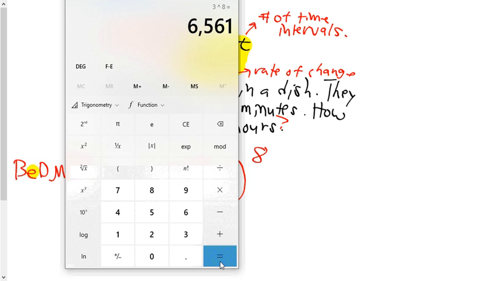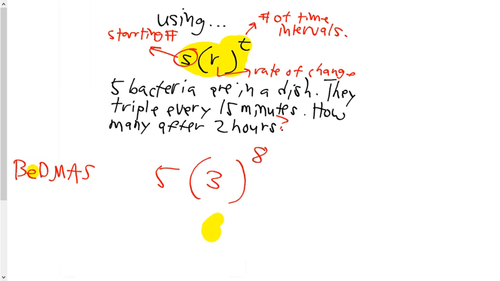That says 6,561. If you didn't have that XY button, you could just do this. 3, times 3, times 3, times 3, 8 times, equals. And you get the same answer, right? If you have an XY button, you can use it. Otherwise, just multiply 3 by itself that many times. I get 6,561, which is what 3 to the exponent of 8 is, multiplied by 5.